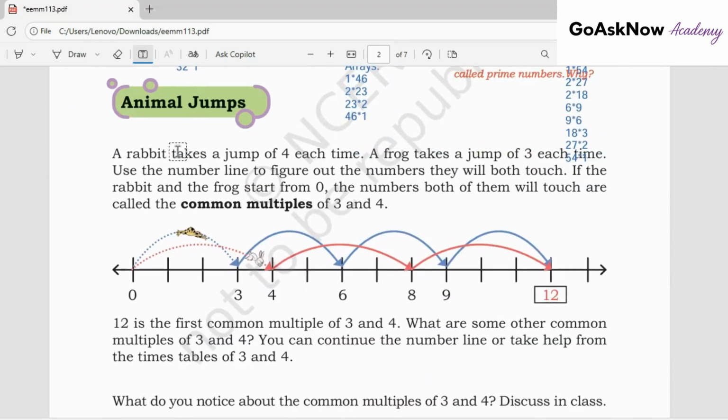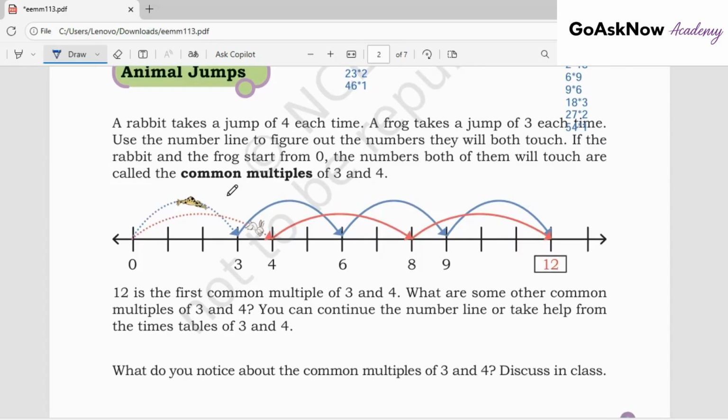Next, animal jumps. A rabbit jumps 4 each time and a frog jumps 3 each time. The rabbit jumps 4 times. Next, the frog jumps 4 times. If the rabbit and the frog start at 0, the numbers both of them will touch are common multiples of 3 and 4. 12 is the first common multiple of 3 and 4.